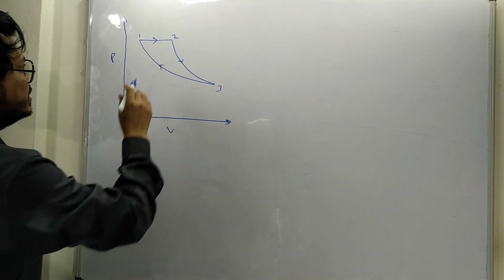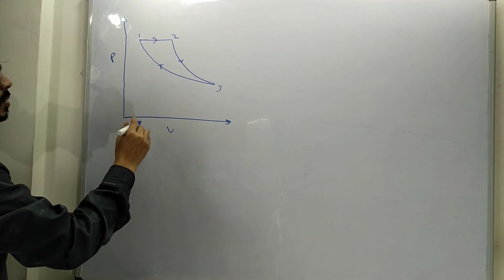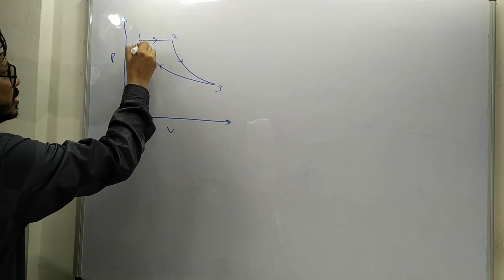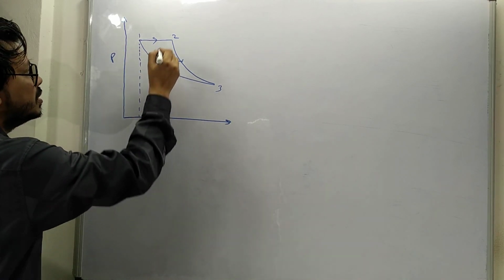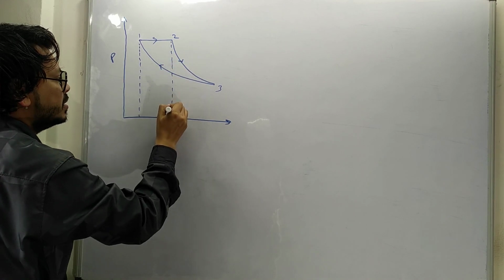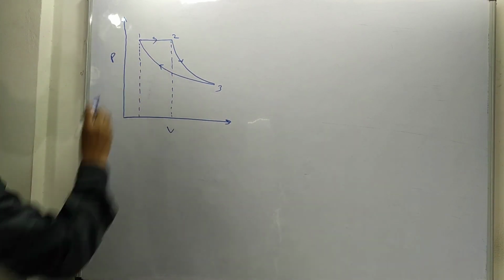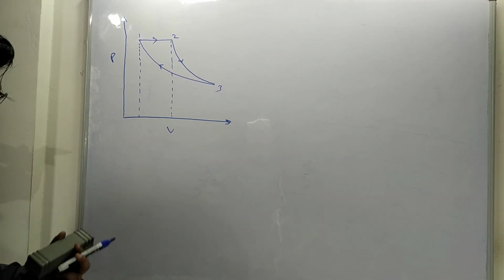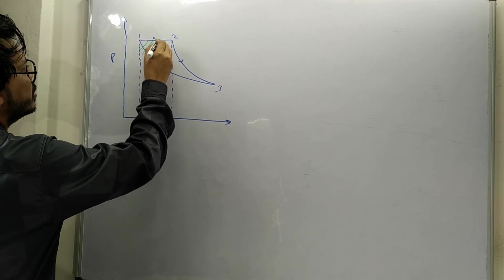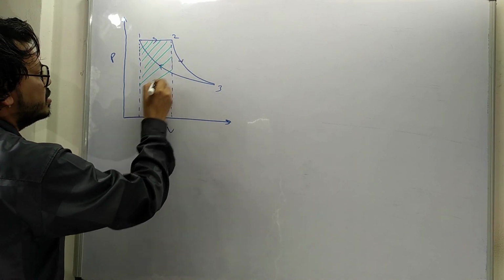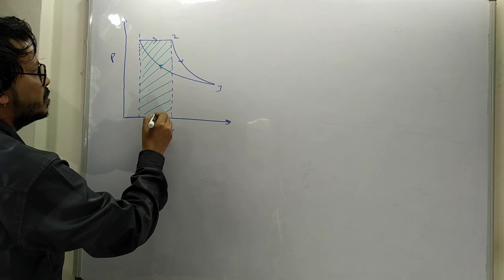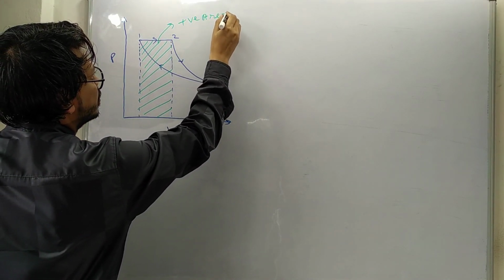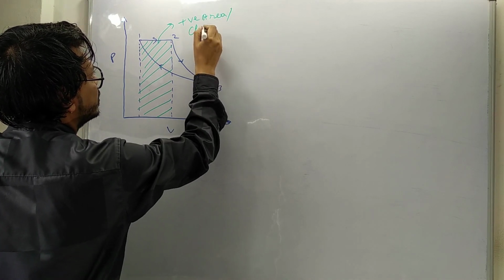So the area under the curve is the work done on the PV diagram. The area under the curve for the process 1 to 2 is the work done by the process 1 to 2. This area is the work done by the process 1 to 2. So this is a positive area, or clockwise area.